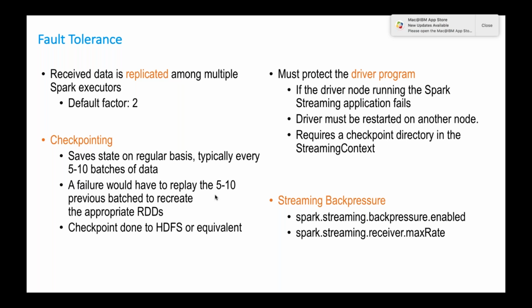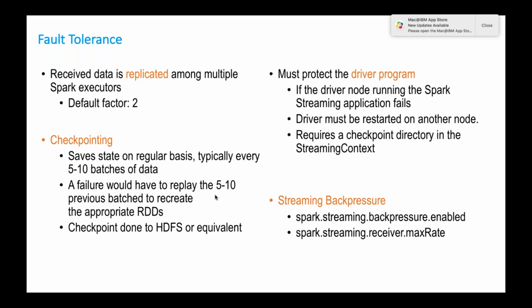So consider a scenario where the receiver is reading the data faster than the cluster resources can process the data, right? So this leads to too many batches queued up for processing, and if this continues for a very long time, your entire Spark streaming application may crash, right? So to avoid that, Spark includes a few settings.